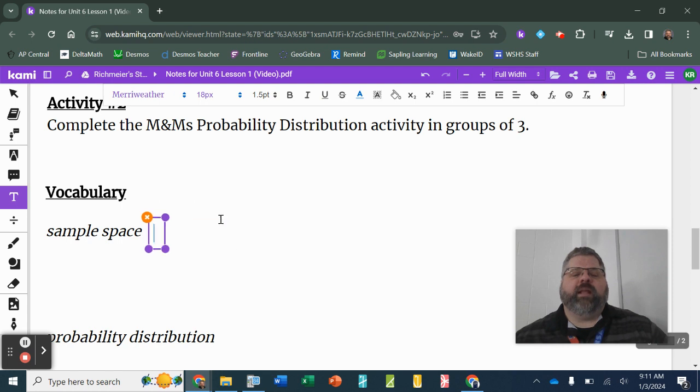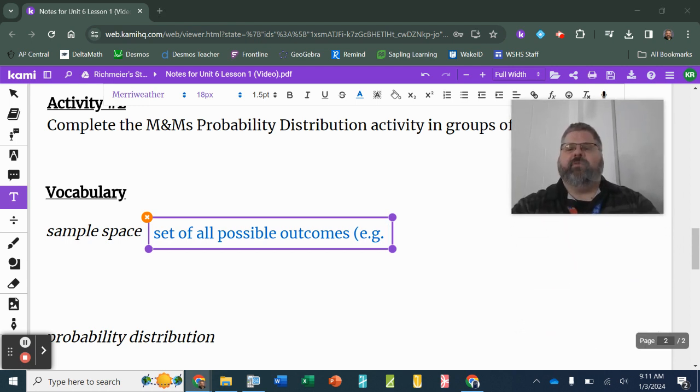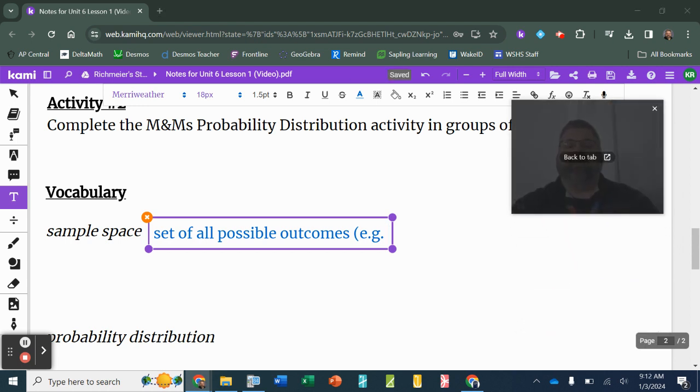So remember that set of all possible outcomes I was talking about? That is what we call our sample space. So a sample space is the set of all possible outcomes. And so in class, if you go through the notes for class, for the opening warm-up, it would be the total number of donut holes.